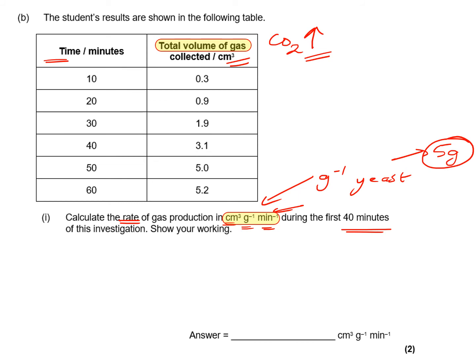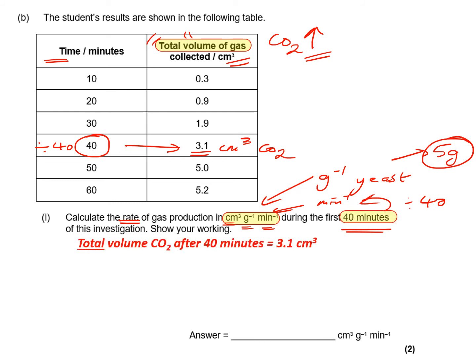And then it says per minute. Now we know the total volume of gas has been collected in 40 minutes. So here we would have to divide by 40 to get to per minute. So if we look at 40 minutes on the table, there's a total, because it says total at the top, 3.1 centimetre cubed of CO2 gas. Divide that by 40 to get to per minute, and divide by 5 to get to per gram of yeast, because it said 5 grams of yeast have been used.